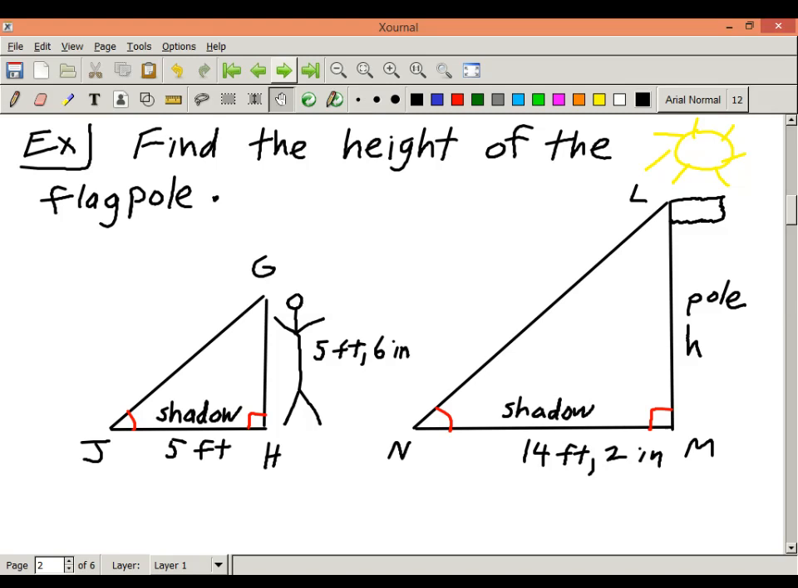So if you look at the two triangles, they're similar because they both have a right angle, and because the sun's rays are shining down at the same angle, we also have a couple other angles here that are congruent. The triangles are similar by angle, so we can set up a proportion.